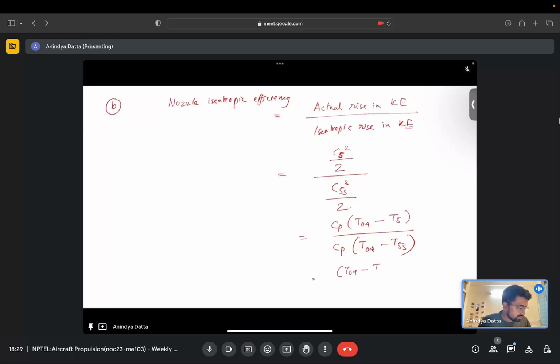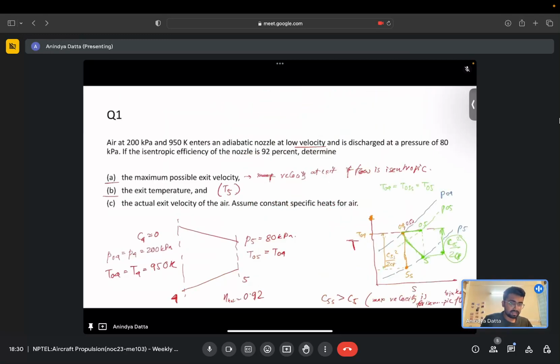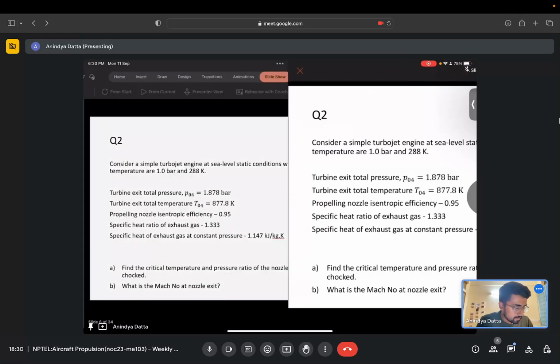So we can denote the nozzle isentropic efficiency in terms of the temperature difference. What we are doing is taking the length of this green vertical line divided by the length of this orange vertical line. That is our temperature difference, stagnation minus static. So this gives our definition for the nozzle isentropic efficiency.